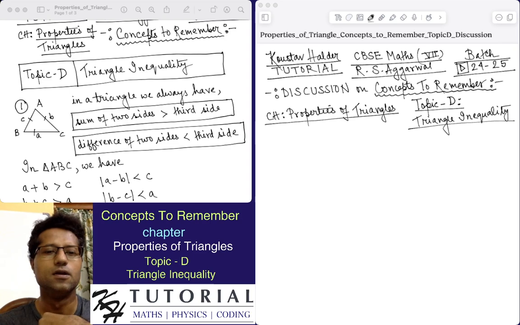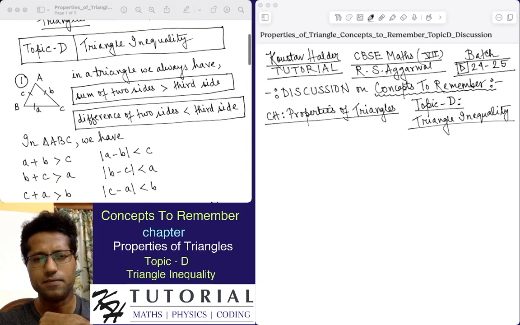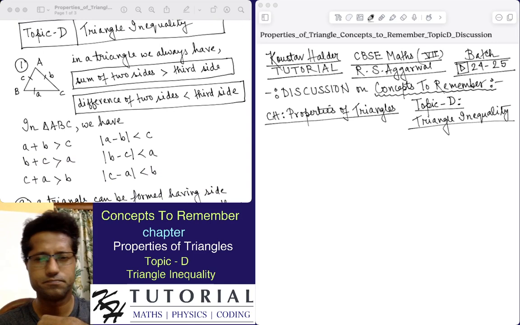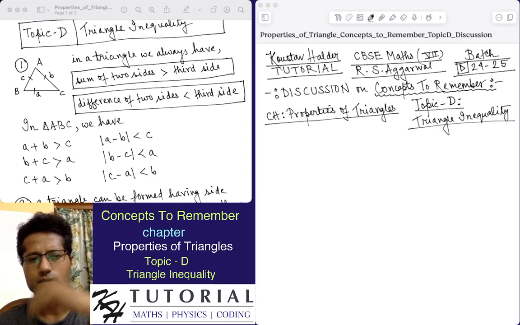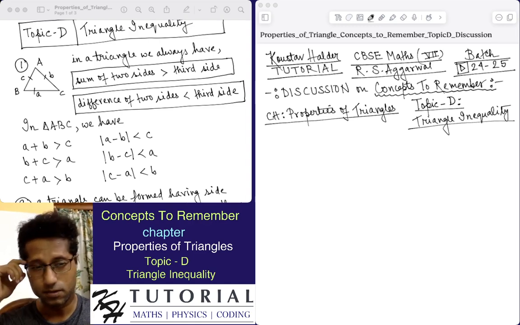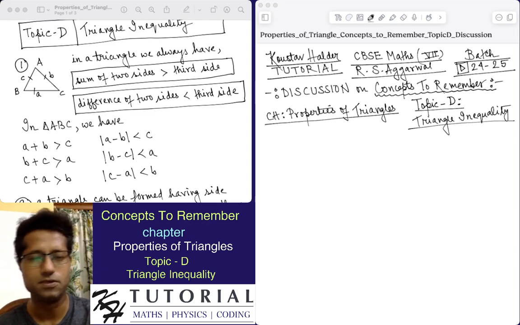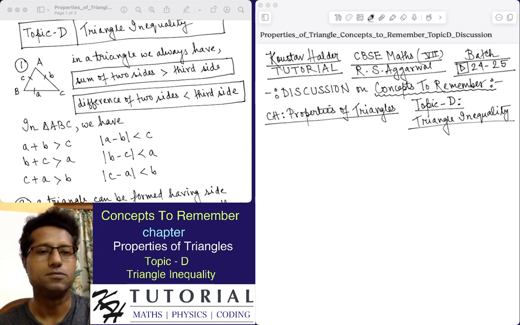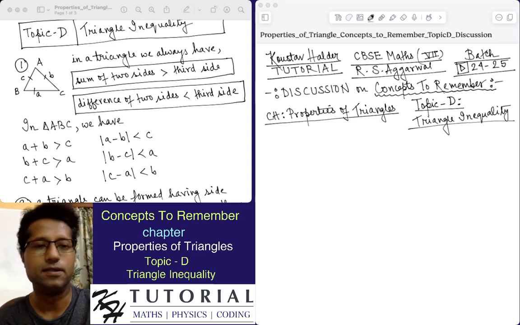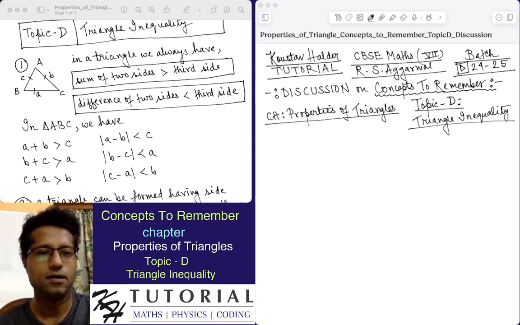So in the figure, the triangle ABC, you know the convention for the notation we use for denoting the length of the sides of a triangle is that we use the small letter of the angle for the side opposite to the angle. So small a denotes the length of the side BC, which is opposite to angle A. Small b denotes the length of the side AC, which is opposite to angle B, and small c denotes the length of the side AB, which is opposite to angle C.